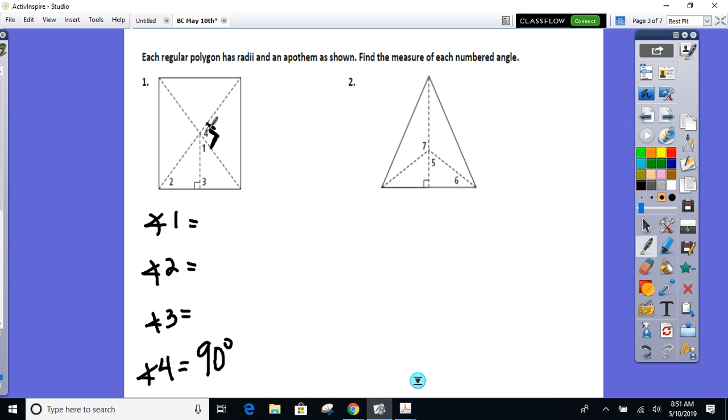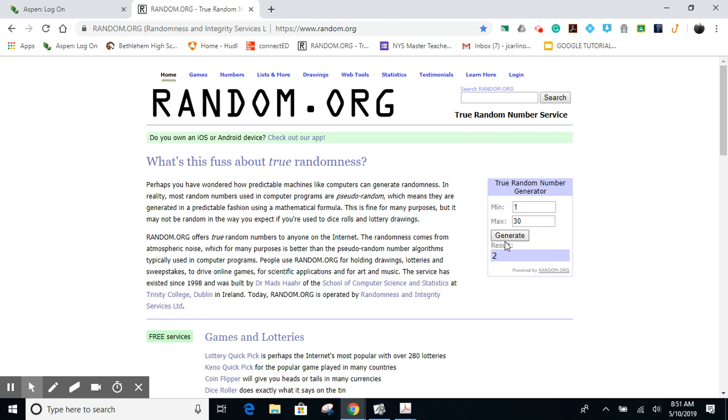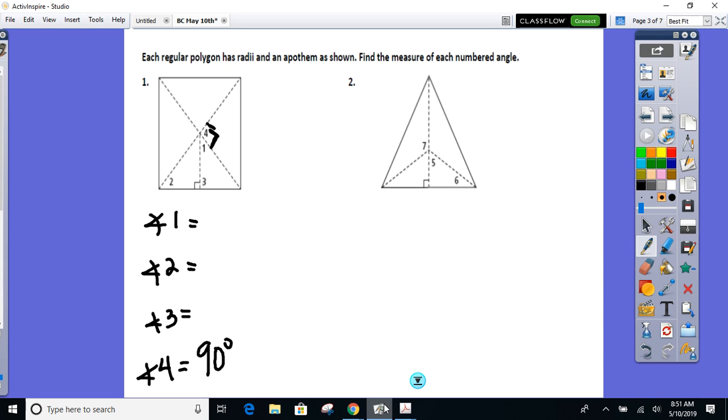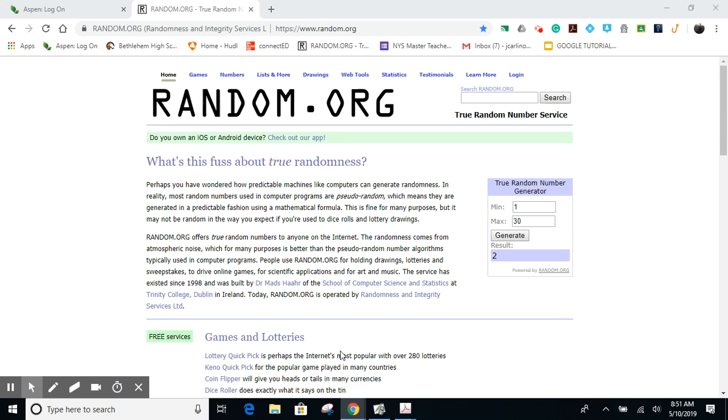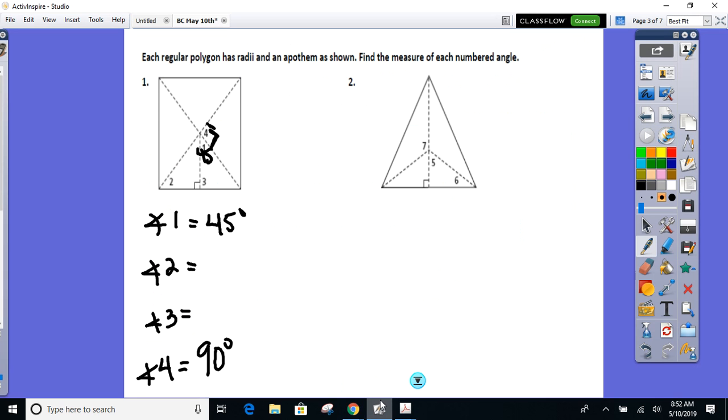Can we go to angle 1 now? Somebody go to angle 1. What do you got for angle 1? 45 degrees. Here's why. We just said, what is this segment called again that I'm drawing in? That's my apothem. It also bisects the angle. The angle was 90. I bisected it, so now it's 45. Let's go to angle 3 now. Angle 3. 90. Apothem is perpendicular to the side.